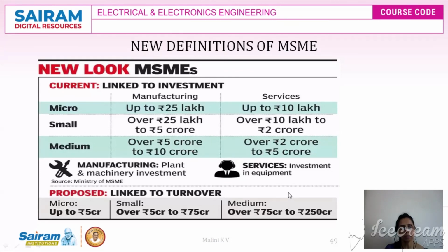It is also proposed to link to turnover size. If the turnover is up to 5 crore, it is called micro. If a unit has turnover between over 5 crore and 75 crores, then it is called a small enterprise. And if the turnover is between over 75 crores and 250 crores, then it is called a medium enterprise. With this, we come to the end of the WTO GATT and the SSI sector classification.